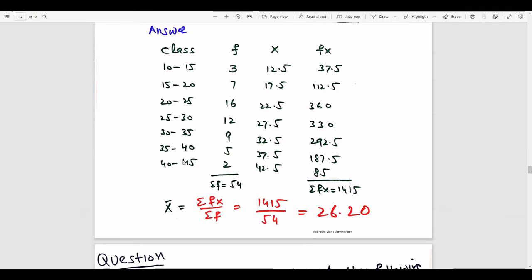Similarly, you can do this for all observations by adding the lower and upper class limits and dividing by 2. Here 40 plus 45, 85, divided by 2, 42.5. By multiplying f with x, 12.5 multiplied by 3 is 37.5, 17.5 multiplied by 7 is 112.5, and so on. Adding all these terms, 37.5 plus 112.5 plus 360 plus 330, and so on, plus 85, the answer is 1415. Sum of f x is equal to 1415, and sum of f is equal to 54. By putting these values in the formula, we get the mean, which is 26.20.